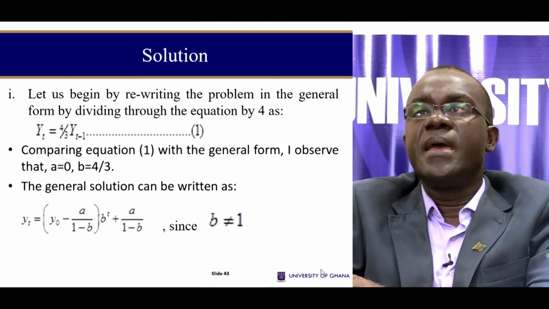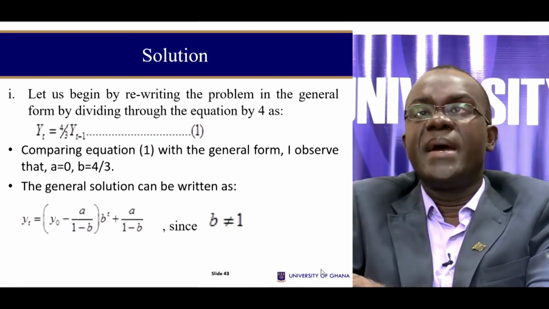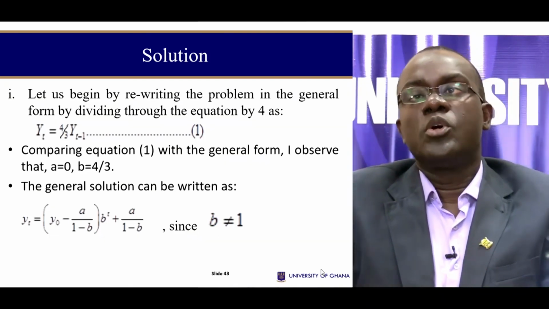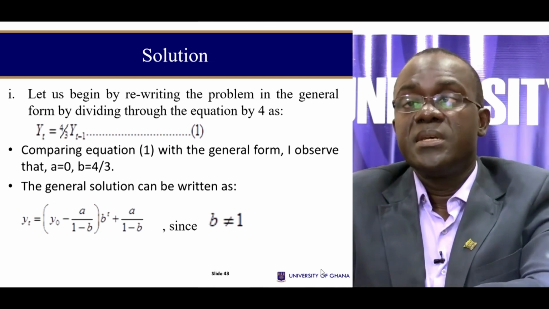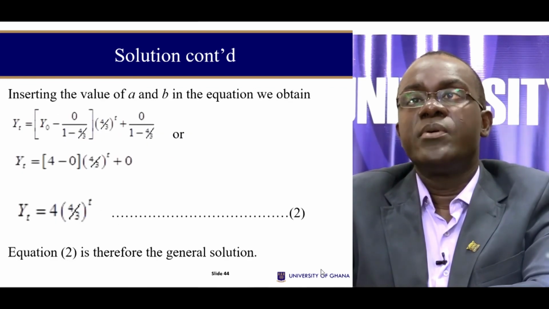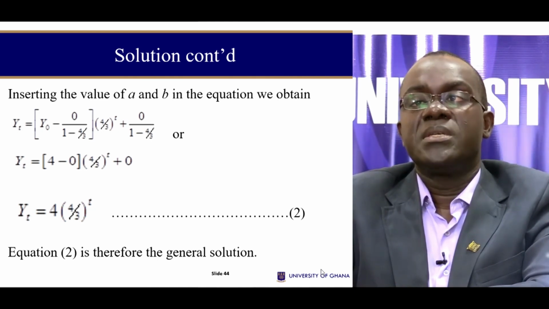We have this equation here, all right, we can simplify it by dividing through by 3. We get this equation. It means that our A is equal to 0, our B is equal to this. Straight away, B is not equal to 0. We can write our general solution. This is our formula for our general solution. We insert the value of A, B, and Y0, right? And we have something of this nature, which simplifies to this.